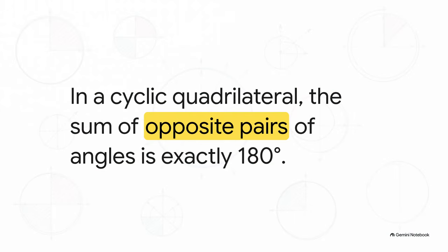And here is the golden rule for these shapes, a rule you absolutely must memorize for your exams. In a cyclic quadrilateral, the sum of opposite pairs of angles is exactly 180 degrees. If you take the top left angle and add it to the bottom right angle, boom, 180 degrees. Conversely, if opposite angles of a four-sided shape add up to 180, it must be cyclic. It's literally like a magic key for solving geometry puzzles.